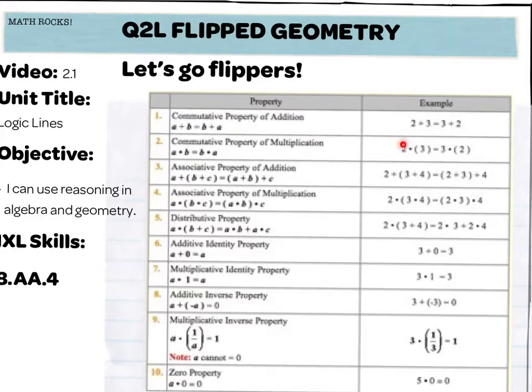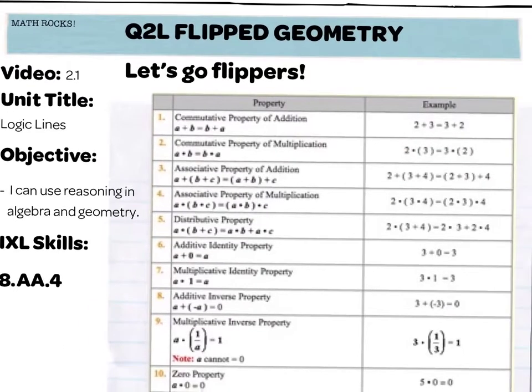All right. The second one is going to be commutative property of multiplication. So now we're actually multiplying, same thing, A times B equals B times A. And here's our example, 2 times 3 equals 3 times 2. The next is going to be associative property. Now, associative property is really cool because this is the one that involves parentheses. So if you're not sure what's going on, you should remember, hey, this has parentheses.